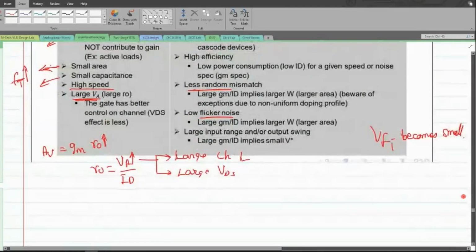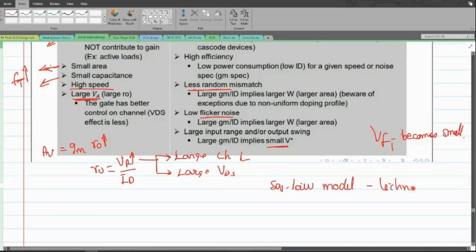I particularly want to point out an important statement that has been listed out here. Since we have a tradition of using this VOV, previously we were using the square law model when we are dealing with technologies.